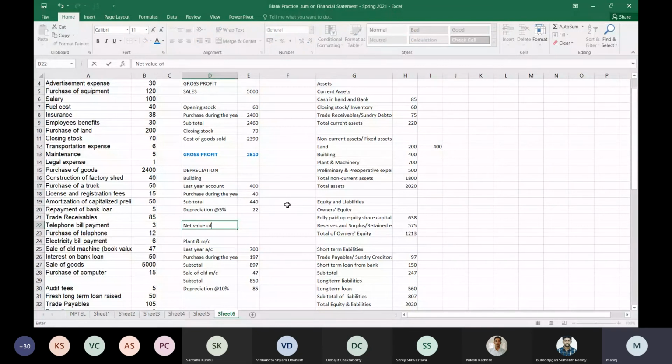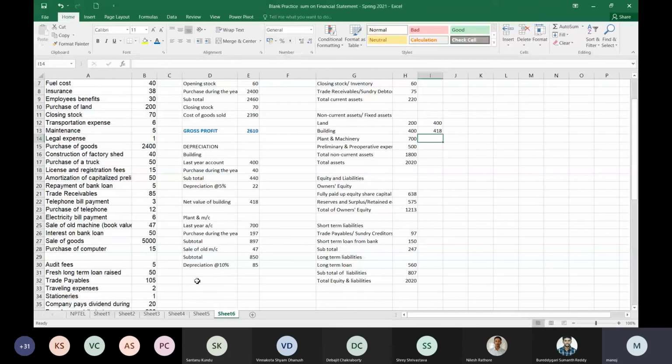So net value of building, we should do it right here, otherwise we'll forget. It is equal to 440 minus depreciation is equal to this, and this should go to the building here. So this should be equal to this. So we have new building value of 418.